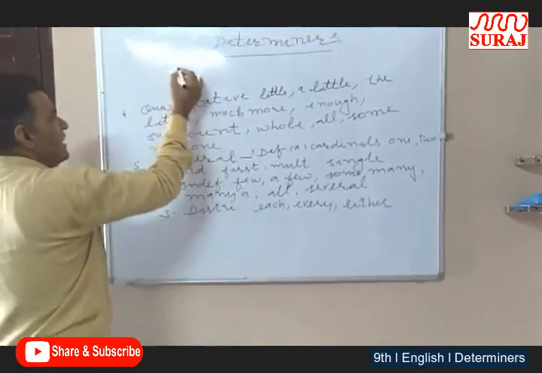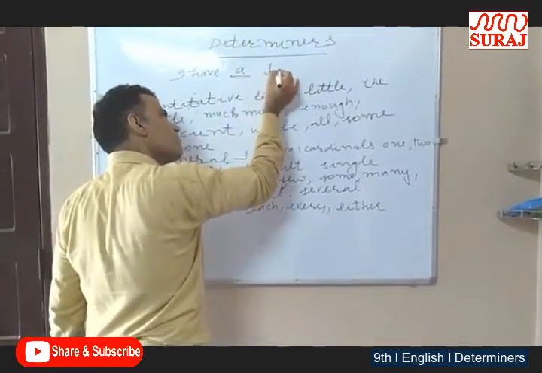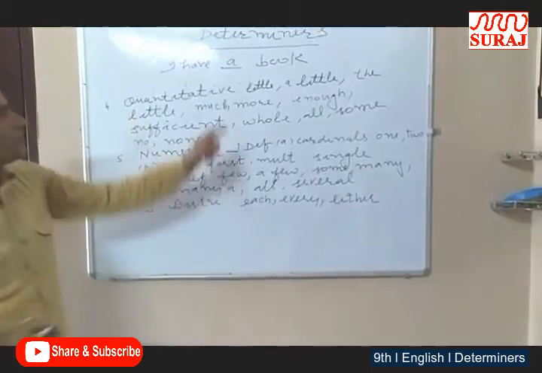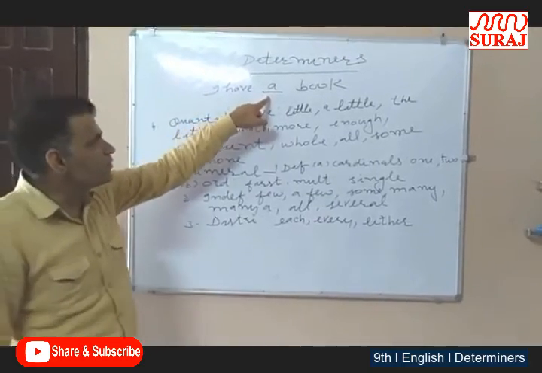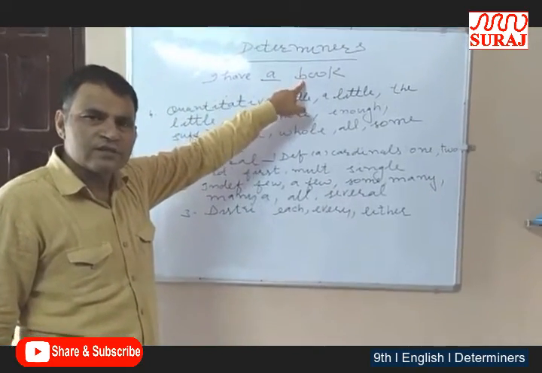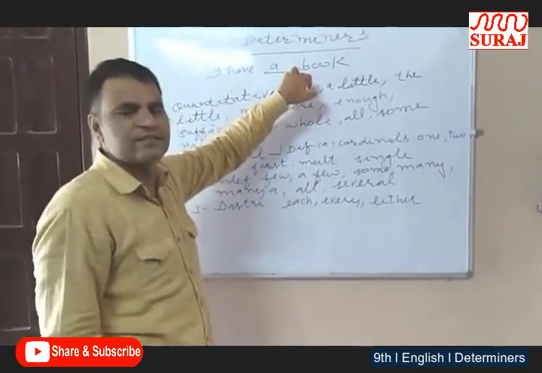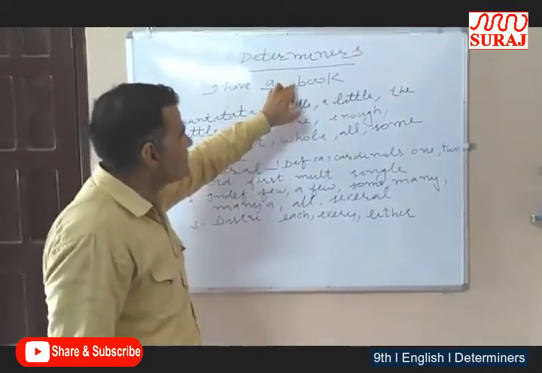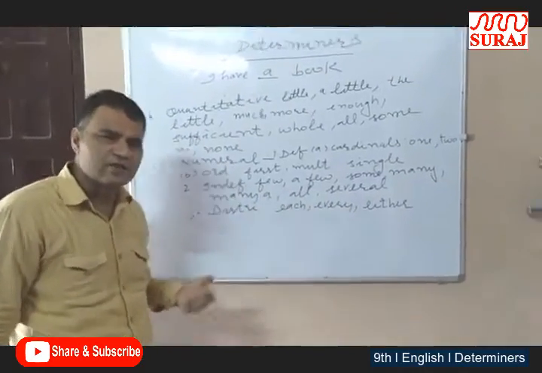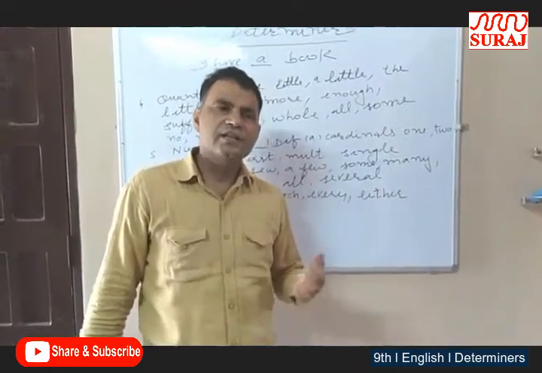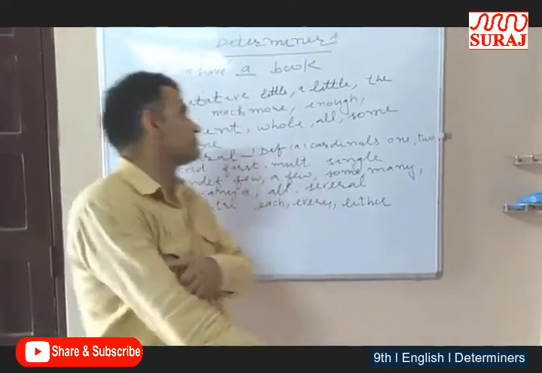For example, I have a book. Here, a is a determiner which is used before book. Book is a noun. So it determines the book. It fixes it. It tells us how the word book is used. So we can say that a determiner is a word which is used before a noun to show how the noun is being used.